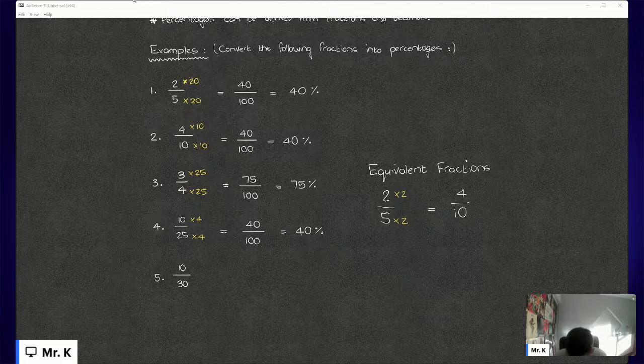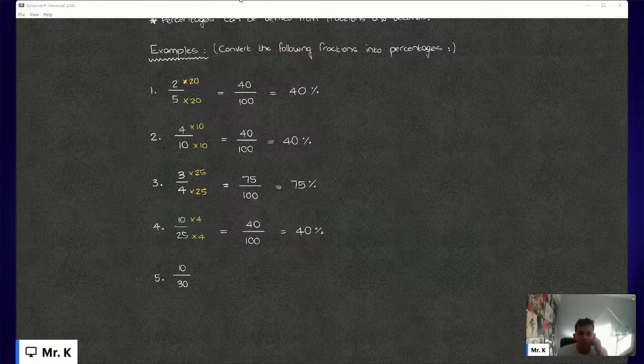Now, example number 5 is a little bit different, and I want to go through it with you because sometimes there are going to be situations like this that pop up in our tests or exams. Right? 10 over 30. How do I change this into a fraction out of 100, grade 7s? The issue that I have is that if I look at the denominator, the number 30 does not fit into 100 perfectly, right?